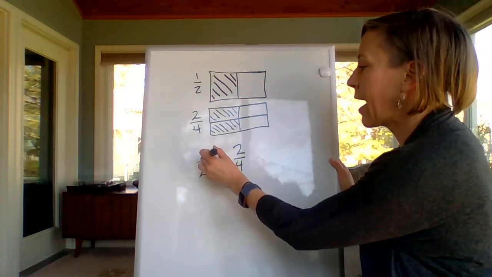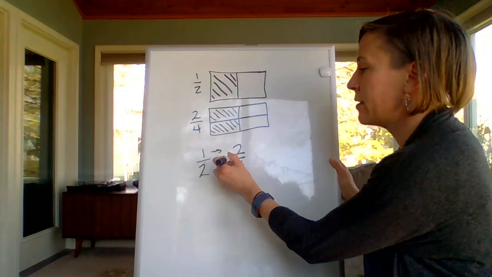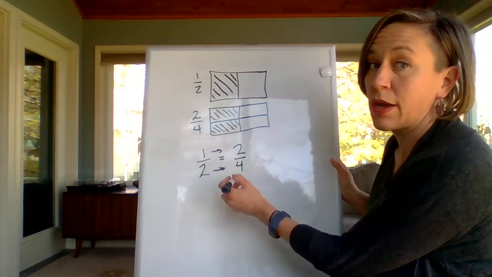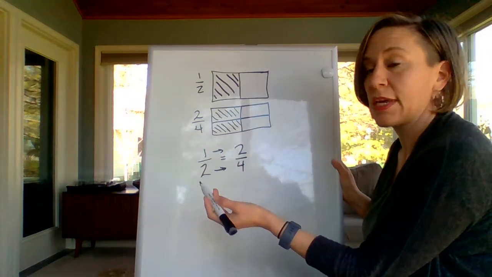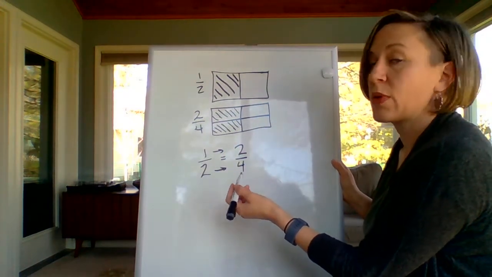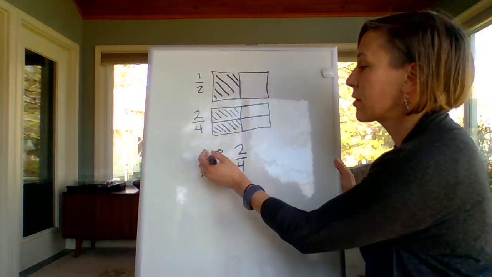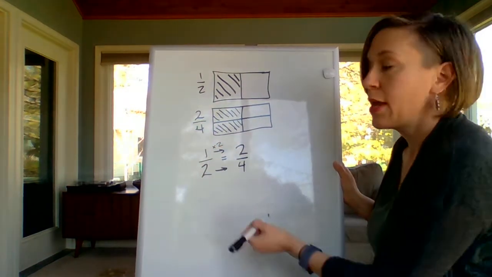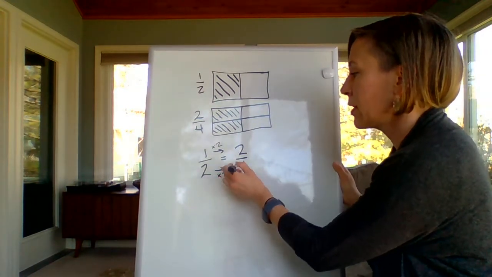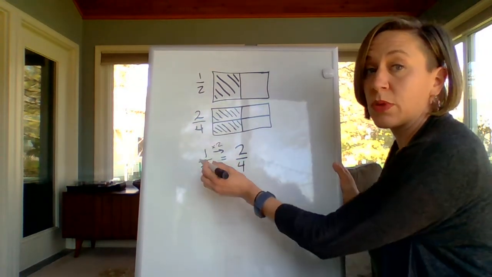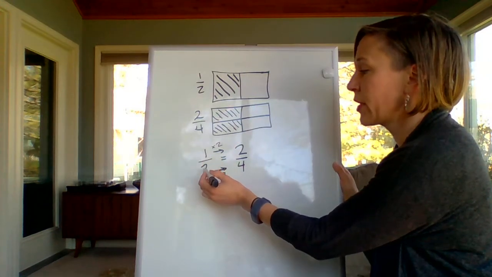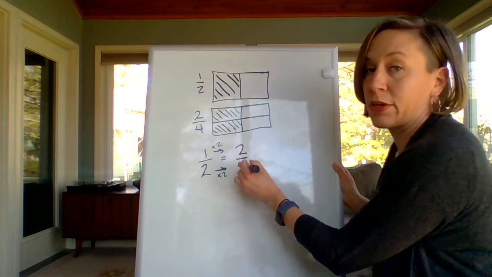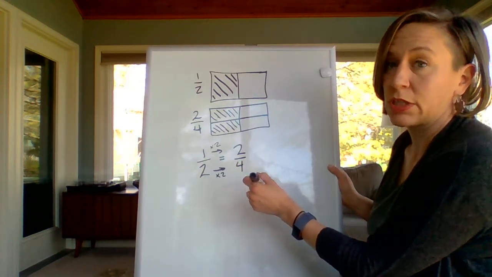Well, we can look at what we had to do to 1 to get to 2, and what we have to do to 2 to get to 4. And if it's the same number that we're multiplying by, then we know that they're equivalent fractions. For example, 1 times 2 equals 2, and 2 times 2 equals 4. So we know that because we can multiply this numerator and this denominator by 2, and we end up with this numerator and this denominator, that we have equivalent fractions.